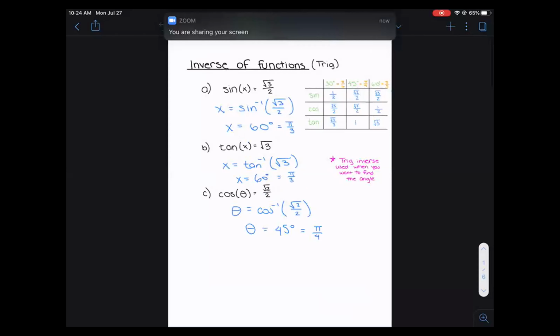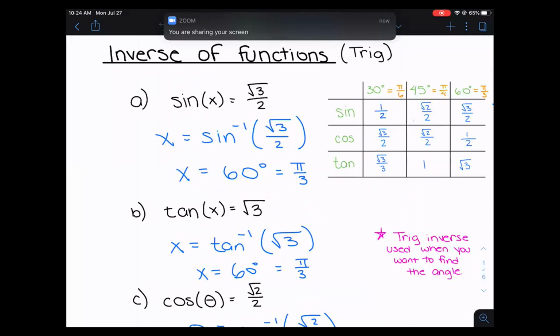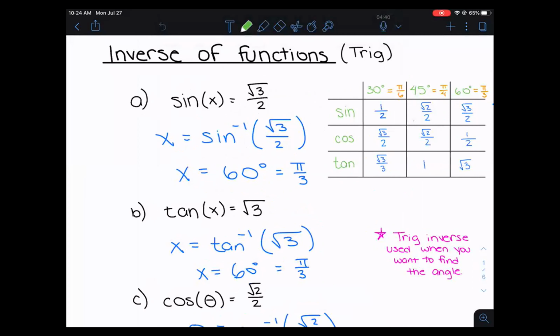Okay. So to solve a trig, oh, did anyone have a question? I kind of heard something. I will take that as a no.